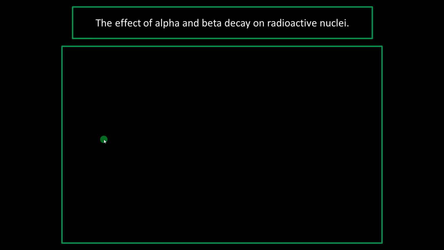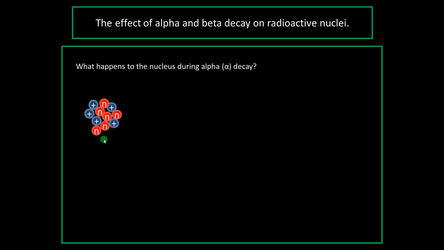Okay, so that's the basic information about what alpha and beta are, and now we need to use that. So, let's look at alpha first. What actually happens in a nucleus during an alpha decay? So, here's a nucleus. This is boron 11.